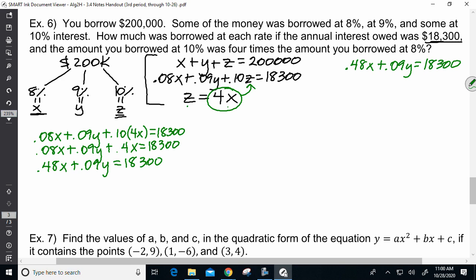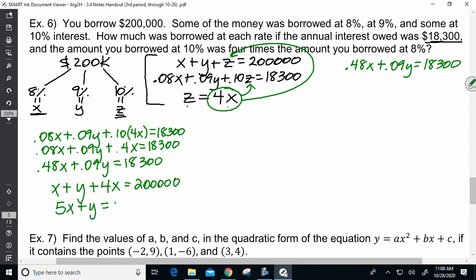You can put it in the first one too. Take 4x and put it in both of those equations. x plus y plus 4x equals 200,000. So that's 5x plus y equals 200,000. 5x plus y equals 200,000. All right, questions so far?